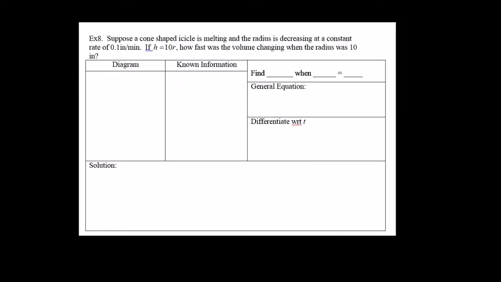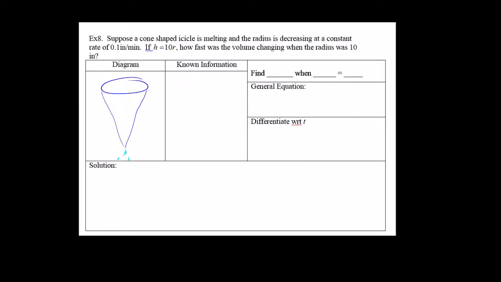So suppose a cone-shaped icicle. Winter's coming up. Yay. So icicle. We're still on blue. Let's draw our icicle. Could draw little driplets coming off the bottom. So a cone-shaped icicle is melting, and the radius is decreasing at a constant rate. If h is equal to 10r, how fast is the volume changing when the radius is 10 inches?